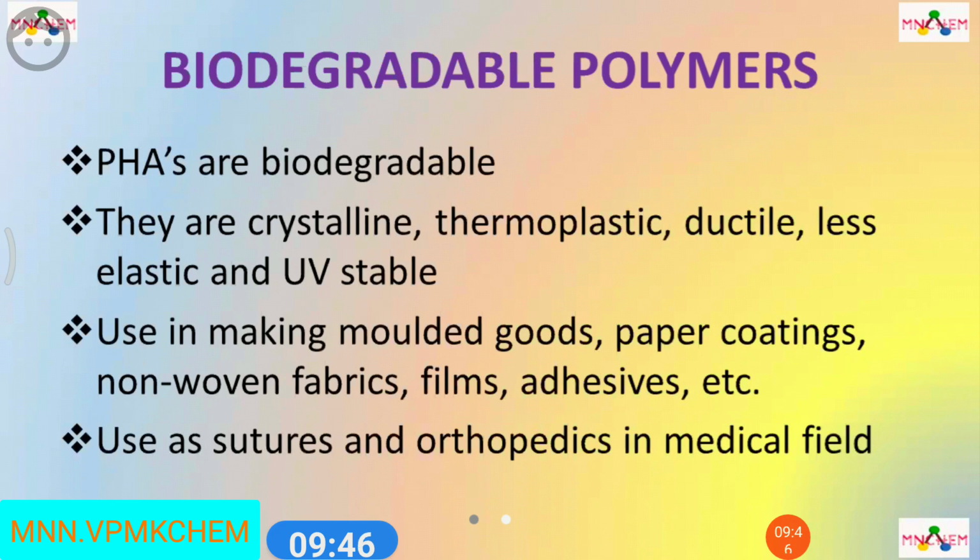What are these polyhydroxyalkanoates? These are biodegradable, crystalline, thermoplastic, less elastic, as well as UV stable. This can be molded, remolded into different goods and used for paper coatings, non-woven fabrics, films, adhesives. These biodegradable polymers have immense application in the medical field. They are used as sutures or in orthopedic materials.